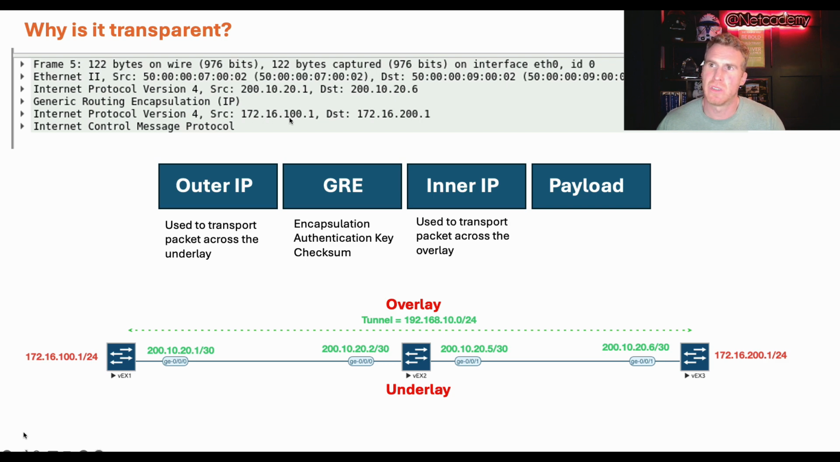So you could see here that the source was coming from 172.16.100.1, and the destination was going to 172.16.200.1, which is the LAN interface on VX3. Why Wireshark is showing it in a different order, honestly, I don't know. But absolutely, with 100% certainty, the outer IP is the first one that's shown here, the 200.10.20.1 or 20.6. That is the outer IP. And then the inner IP is shown as the second IP addressing in this packet capture. It's just how Wireshark works. I would think it would be in a different order, but you know, Wireshark is Wireshark.